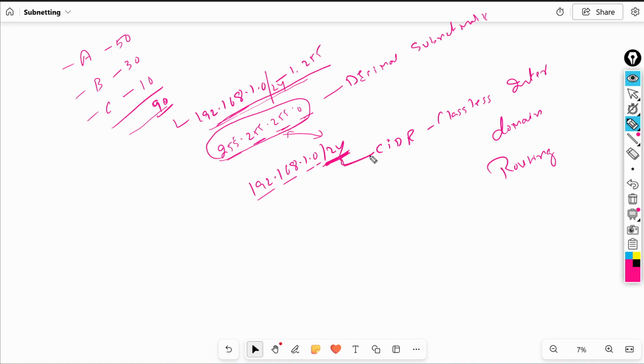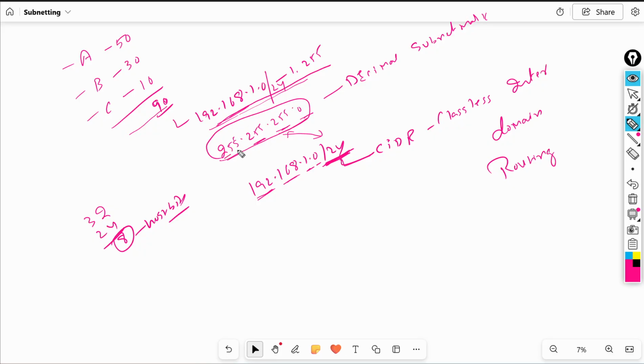192.168.1.0/24. /24 is the CIDR value. What is /24? /24 is network bits. 24 network bits means in this IP address we have 24 network bits. The remaining bits are what? Host bits. So the total IPv4 address length is a 32-bit address. In these 32 bits, 24 are what? Network bits. So 32 minus 24 is how much? 8. So the remaining 8 are what? Host bits. Very simple.